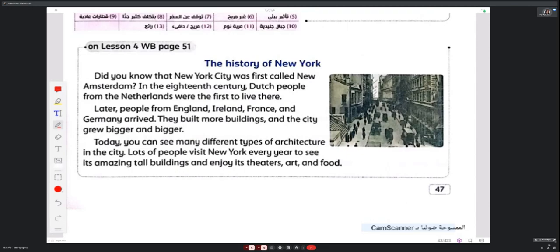Did you know that New York City was first called New Amsterdam? In the 18th century, Dutch people from the Netherlands were the first to live there. Later, people from England, Ireland, France, and Germany arrived. They built small buildings and the city grew bigger and bigger. Today, you can see many different types of architecture in the city. Lots of people visit New York every year to see its amazing tall buildings and enjoy its theaters, art, and food.